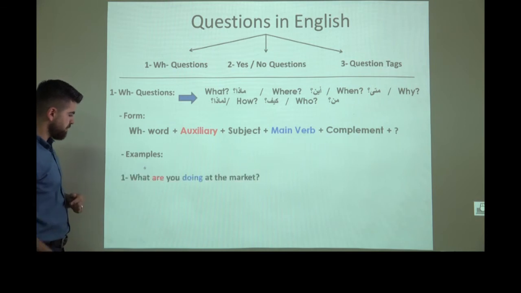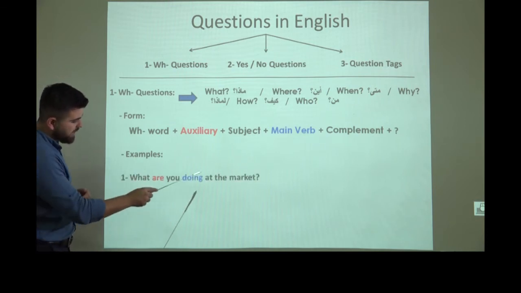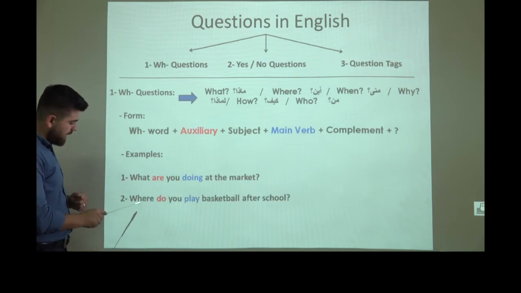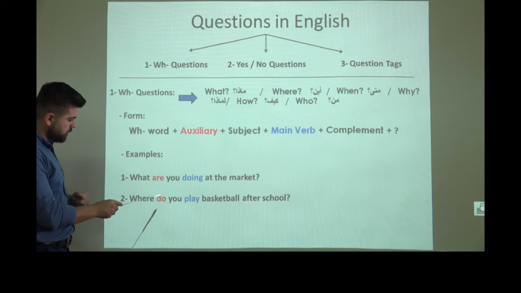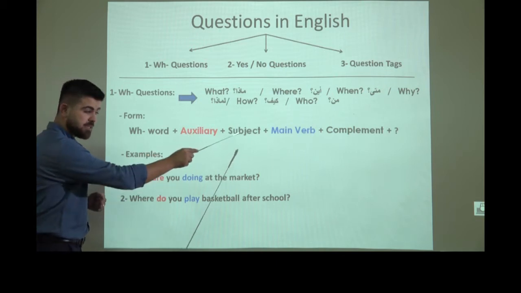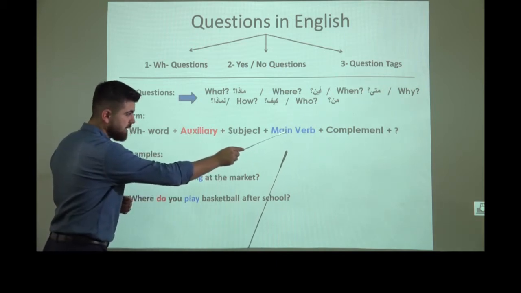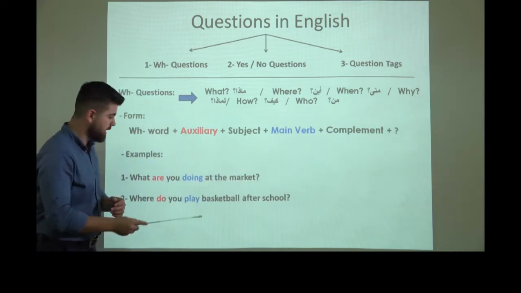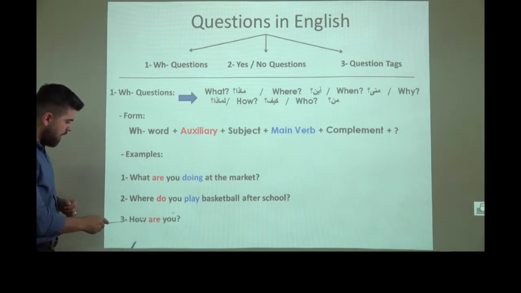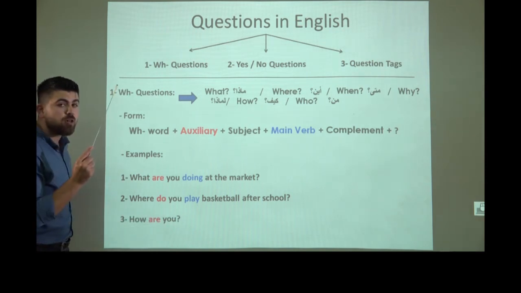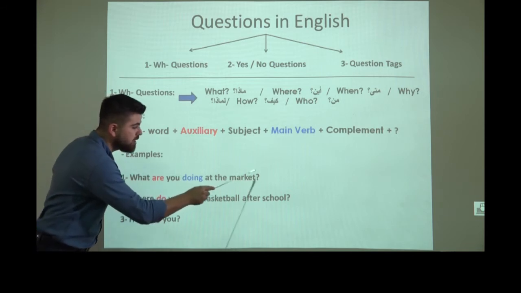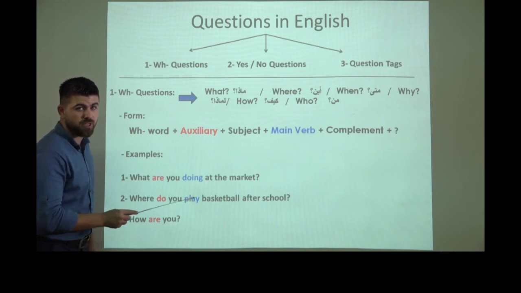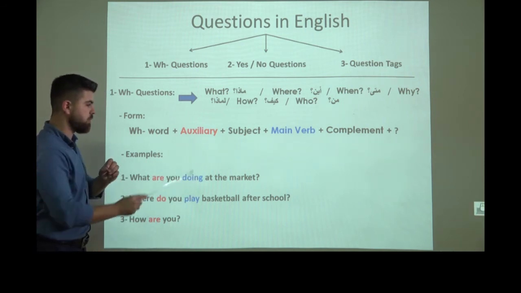For example, one: what are you doing at the market? 2. Where, the WH word, do is an auxiliary, you is a subject, play is the main verb, basketball after school is a complement. Okay. Next, how are you? And of course, don't forget to put the question mark. It is an essential part of the question. هذه شيء ضروري جدا ومهم.